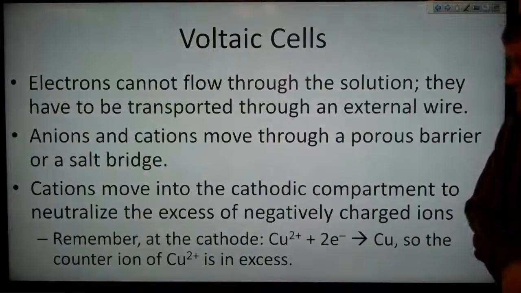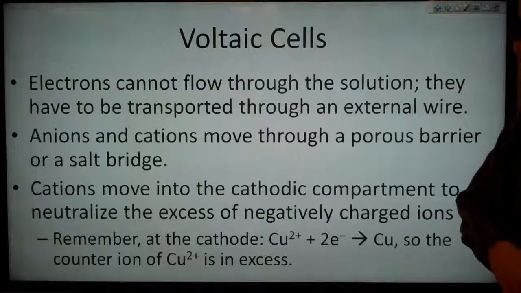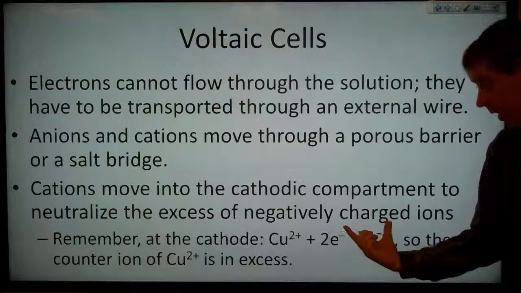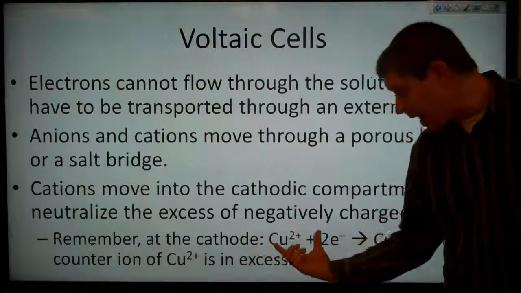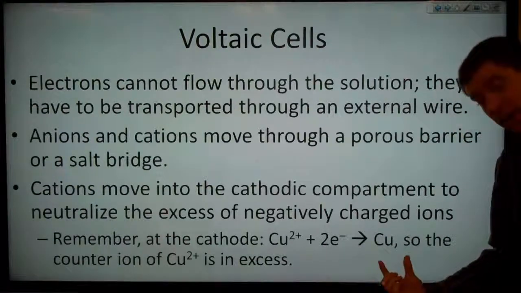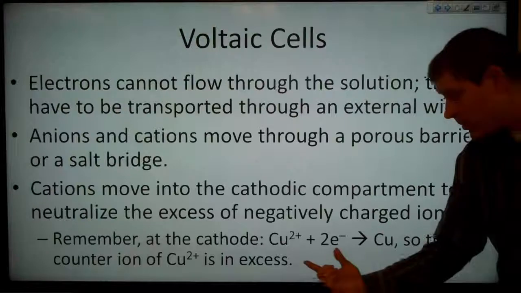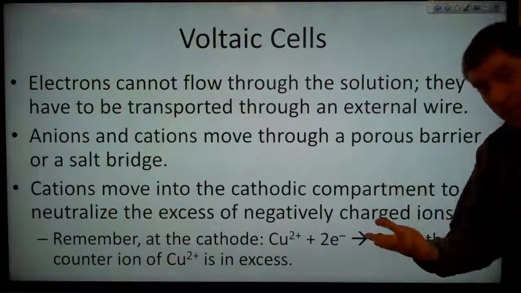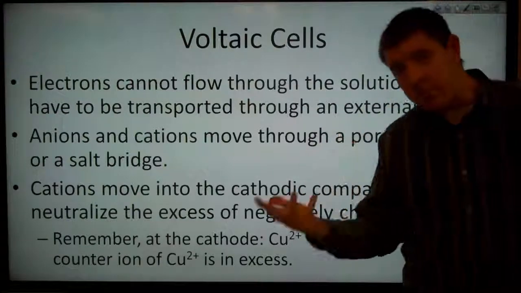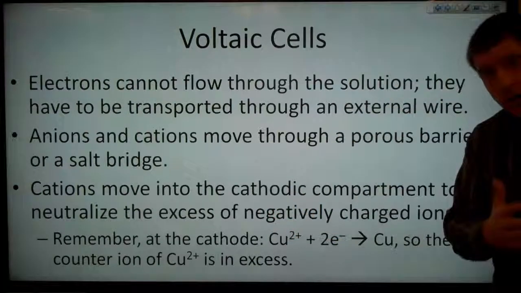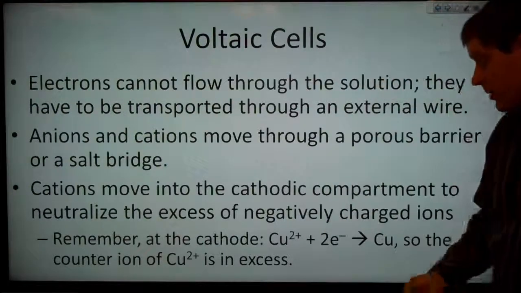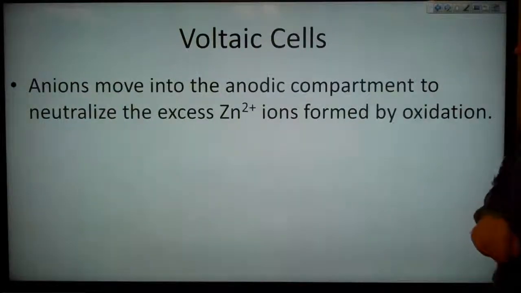So cations are then moving into the cathodic compartment, the compartment that contains the cathode, in order to neutralize the excess of negatively charged ions. And again, at the cathode, copper 2+ is gaining electrons to become copper 0, and so the counter ion of copper 2+, that anion, is in excess. So we need positively charged cations to be moving from the compartment containing the anode into the compartment containing the cathode in order to balance out those electrons that are going in there.